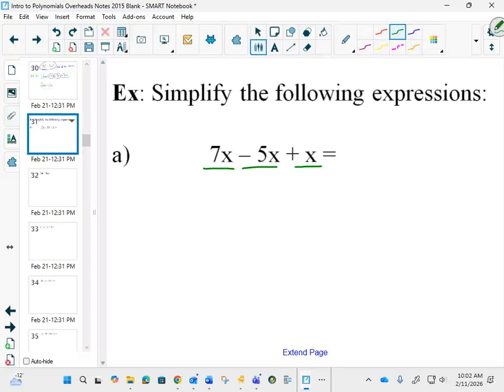I would just write 3. All right, first one. I underlined all three. They're all like terms. 7 minus 5 is 2, plus 1 is 3x. Second one.